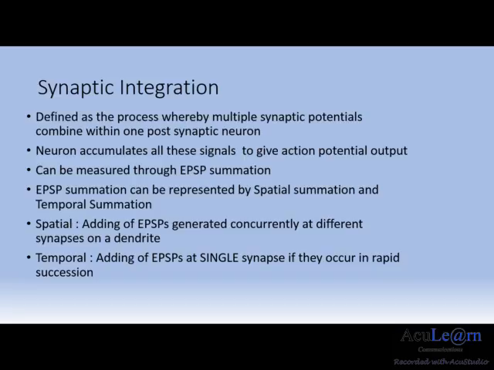EPSP summation has mainly two types of summation: spatial and temporal. Spatial summation is the adding of EPSPs that are generated concurrently at different synapses on a dendrite. Temporal summation is the adding of EPSPs that are generated upon the same synapse if they occur in rapid succession, with little to no delay between them, within a span of 1 to 15 milliseconds from each other.